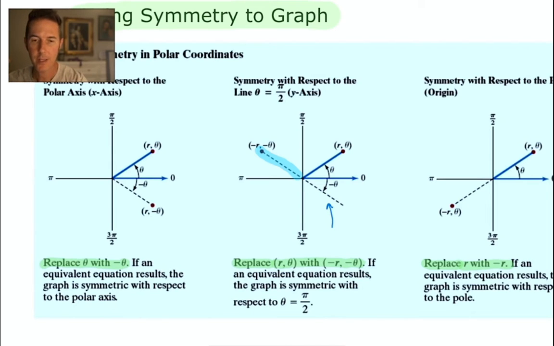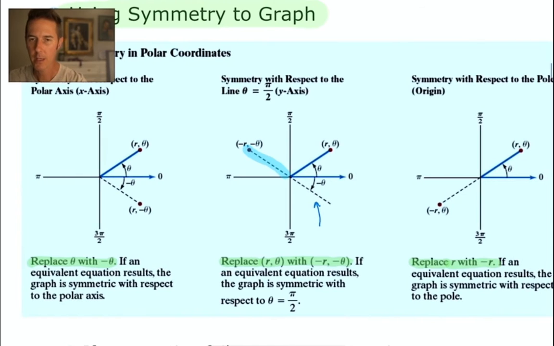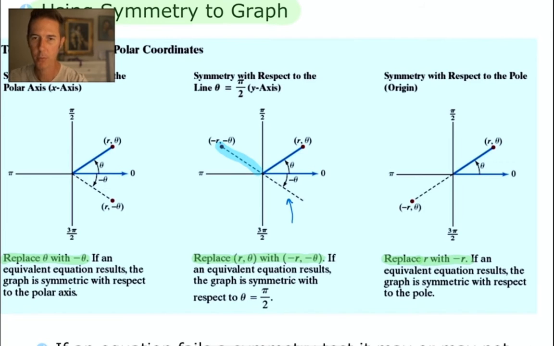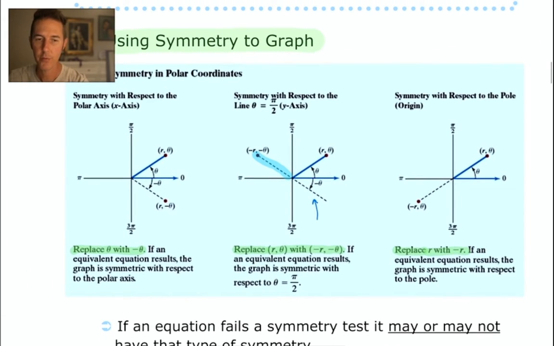How do you test to see if a graph is going to exhibit this kind of symmetry? You replace r and theta with negative r and negative theta respectively, and if you can convert the equation back to the point where it's identical to the original, then the graph will exhibit that kind of symmetry. And thirdly is pole symmetry, symmetry with respect to the pole. You test for that by replacing r with negative r, and if you can make the new equation end up looking exactly like the original one, the graph of that equation will exhibit pole symmetry.